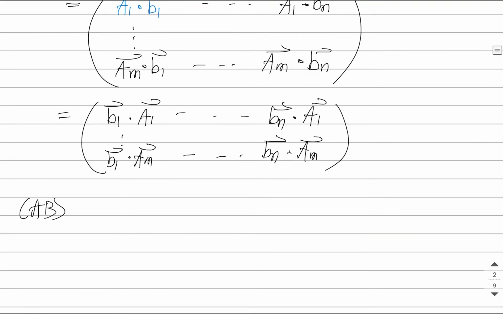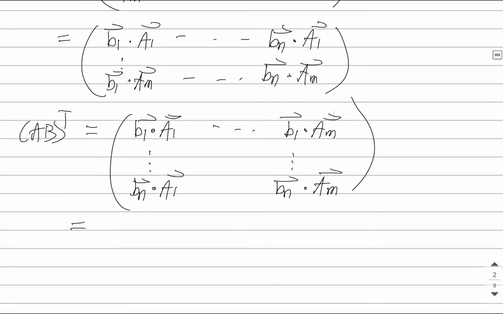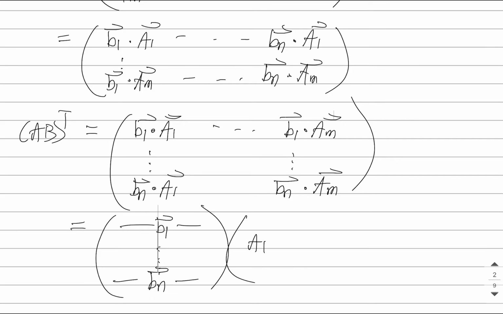So if I now want to take the transpose of this, I am going to flip the first row, make it into the first column. So I'll have B1 dotted with A1, and then that'll go down to Bn dotted with A1, and then this will go across B1 dotted with Am, Bn dotted with Am. Thinking of it this way, we can see that we've got essentially the same result we had, but just with different entries. So we'll have B1 all the way down to Bn over here, multiplying this matrix with column A1 all the way down to column Am.